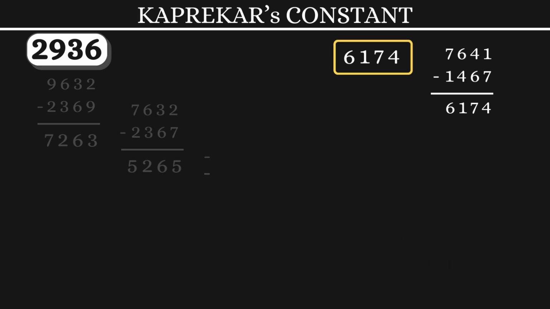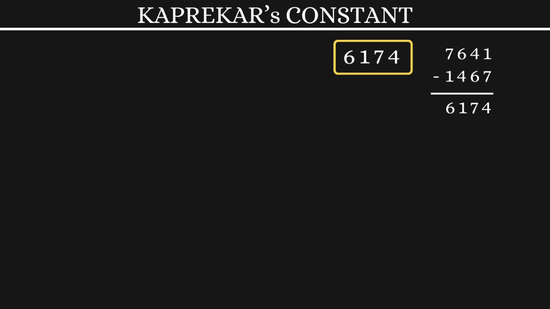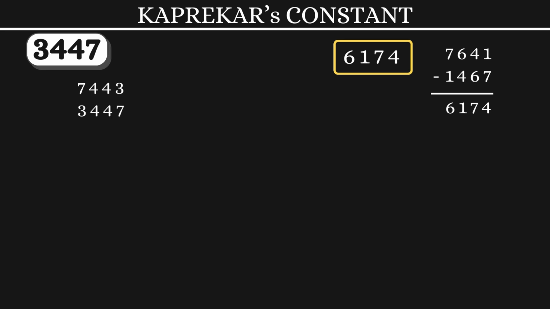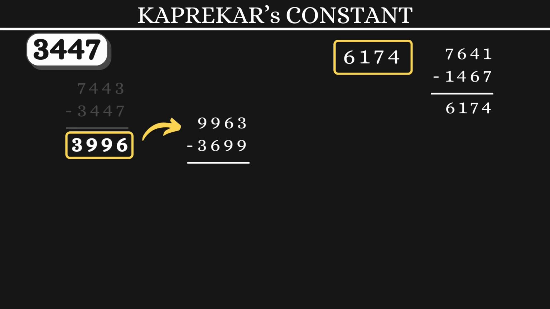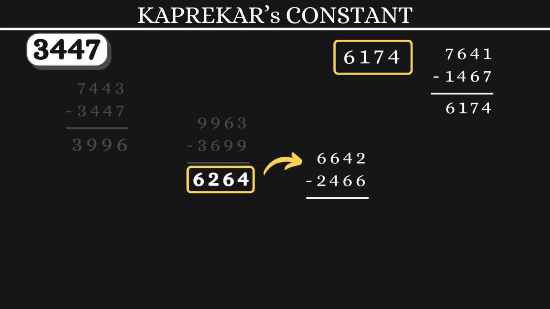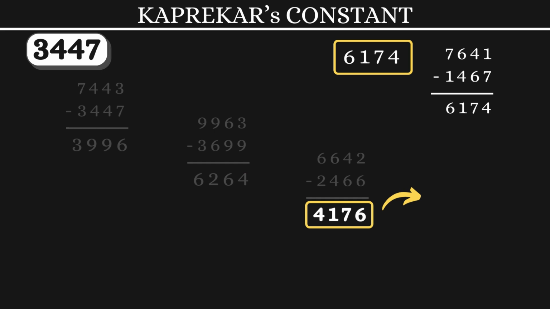Let's check if you get the same result when you have two similar digits in our number. 3447. First step, we get 3996. Next, we have 6264. We then have 4176. And finally, we have 6174.